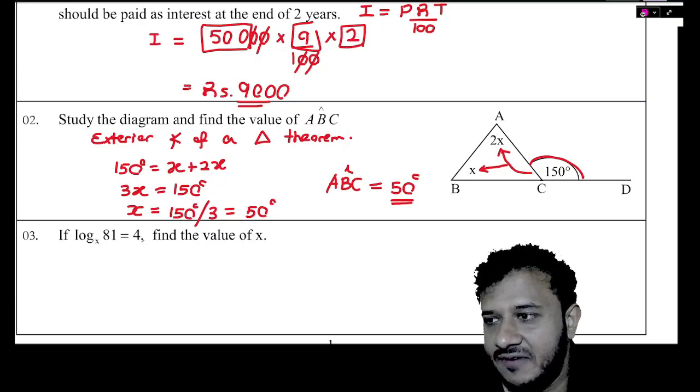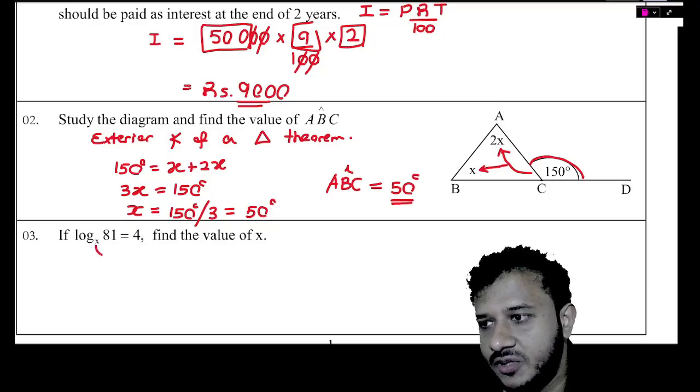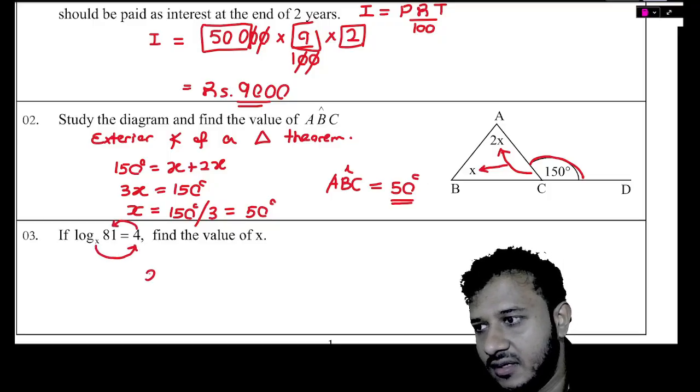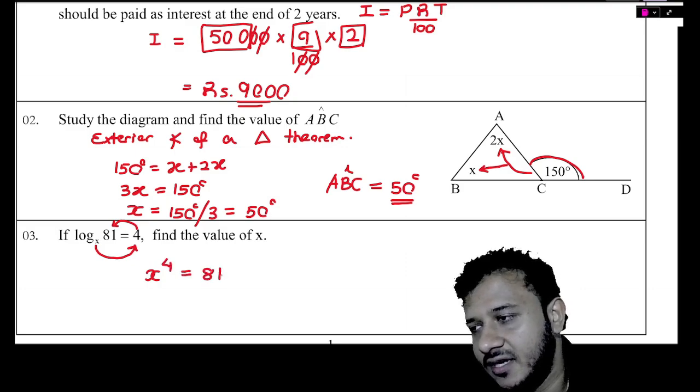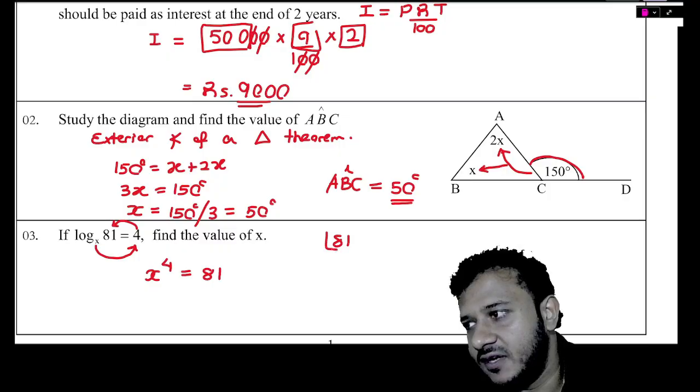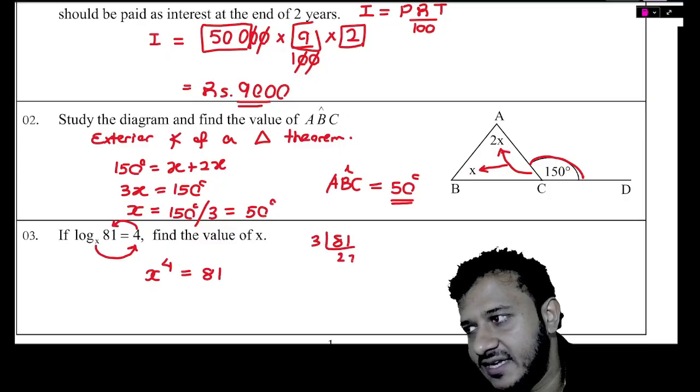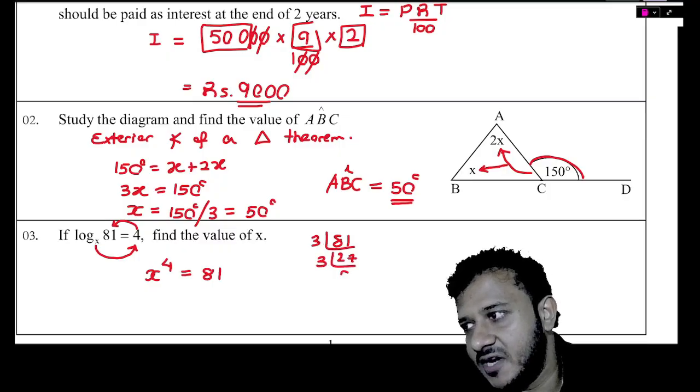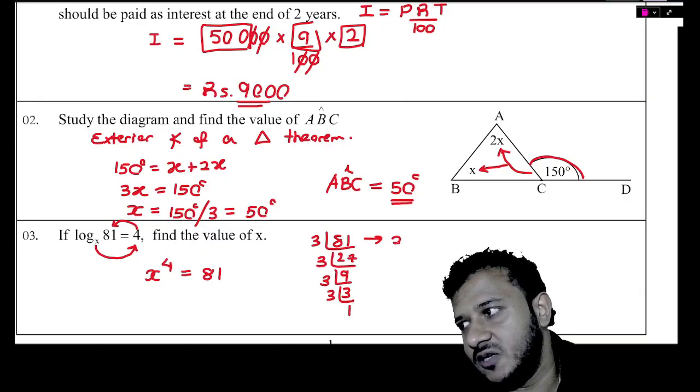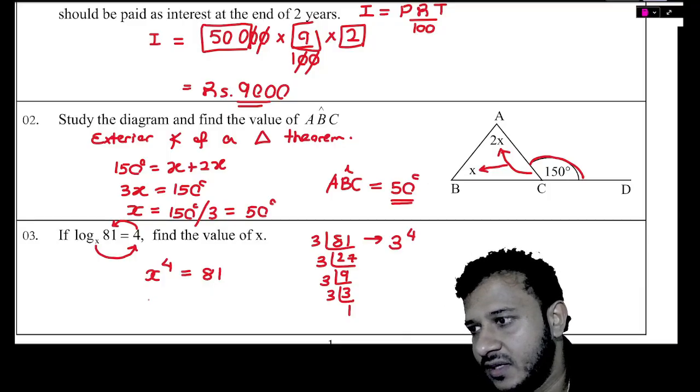Then, find the value of x. Log base x of 81 equals 4. So how can we rewrite it? x to the power of 4 equals 81. But we all know 81 can get divided by 3, that's 27. 27 divided by 3 is 9. 9 divided by 3 is 3. 3 divided by 3 is 1. So that means 81 is equal to 3 to the power of 4. So x to the power of 4 is equal to 3 to the power of 4.